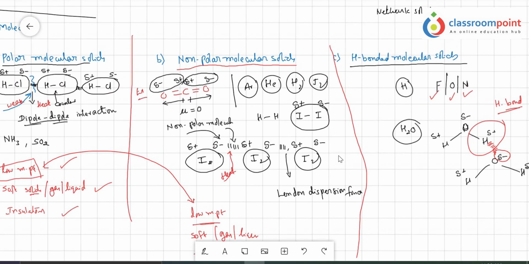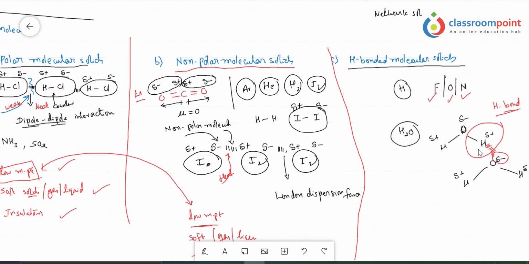One question generally arises among the students: Sir, here also hydrogen participates, and here also hydrogen carries a partial positive charge, with some electronegative atom carrying a partial negative charge, and here also some electronegative atom with a partial negative charge. Then why are we calling this particular bond a polar dipole-dipole interaction, and why are we calling this one a hydrogen bond?